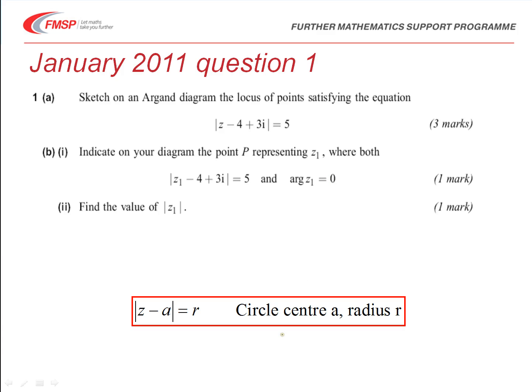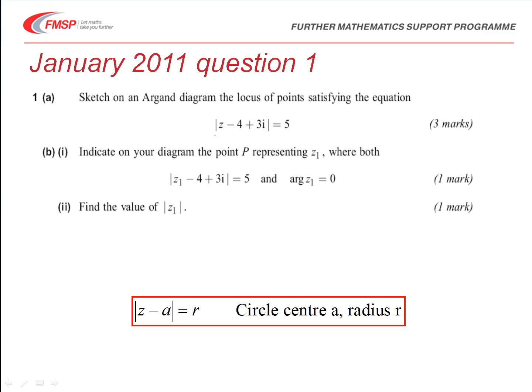This question has two parts. In the first part you are asked to sketch on an Argand diagram the points which satisfy the modulus of z minus 4 plus 3i equals 5. That is in the standard form of the equation of a circle, the form modulus of z minus a equals r, where r is the radius and a is the centre of the circle. And in part B we're then asked to indicate on a diagram where z1 is, where the argument of z1 is equal to 0, and then also to find the modulus of that particular number.